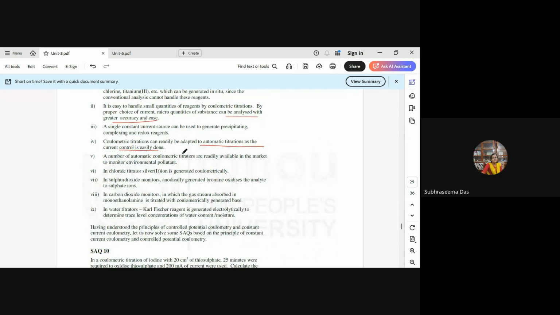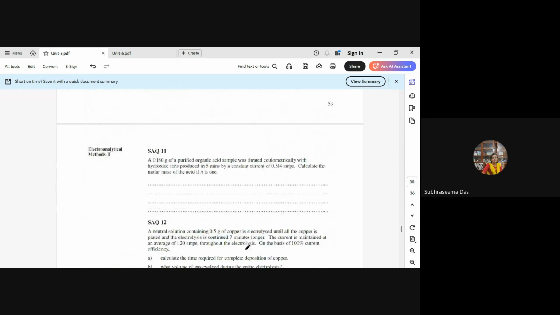A number of automatic coulometric titrators are readily available in the market to monitor environmental pollutants. In chloride titrators, silver ion is generated coulometrically. In sulfur dioxide monitors, anodically generated bromine oxidizes the analyte to sulfate ions. In carbon dioxide monitors, in which the gas stream is absorbed in monoethanolamine, it is titrated with coulometrically generated base. In water titrators, Karl Fischer reagent is generated electrolytically to determine trace level concentrations of water content or moisture. So these are some of the applications of coulometric titrations.